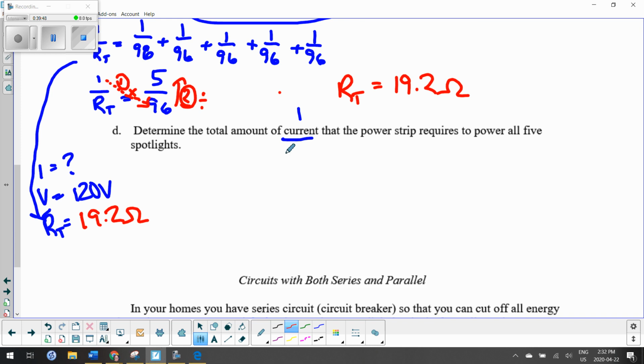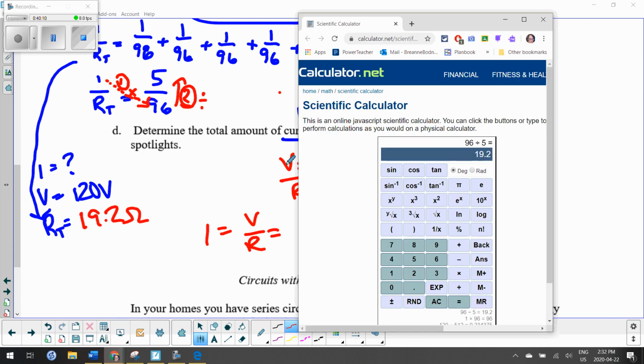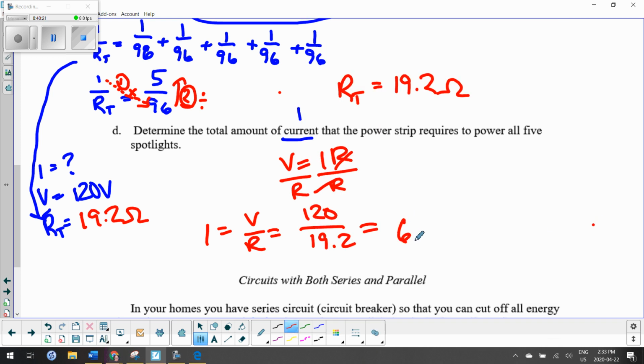More than likely, I'll ask you a question on this one, so make sure you pay attention. I want to get I by itself, divide by R. I equals V divided by R. So my voltage was 120 divided by 19.2. So 120 divided by 19.2, 6.25. So my current is 6.25 amps.